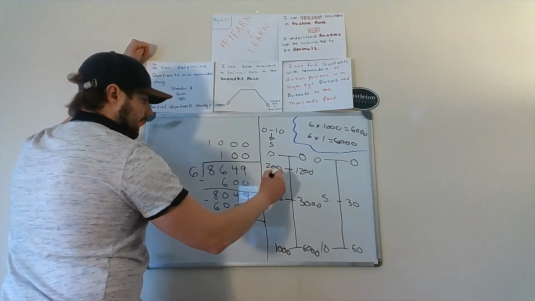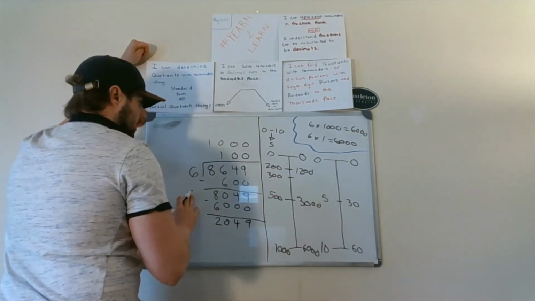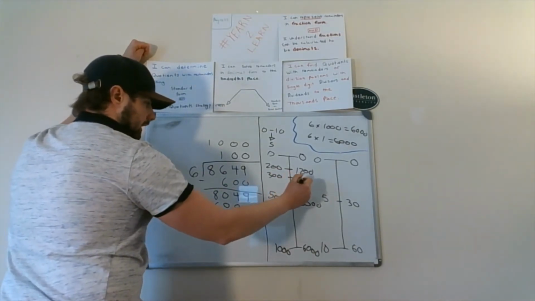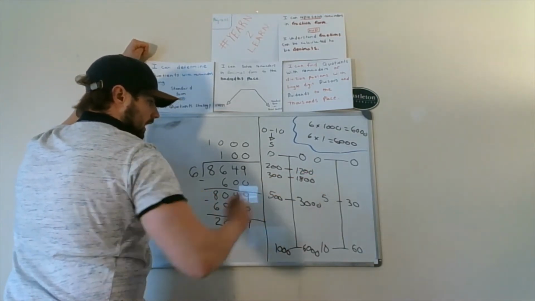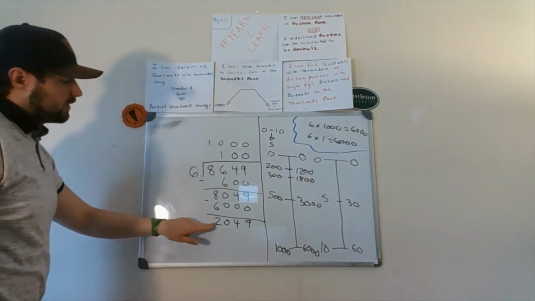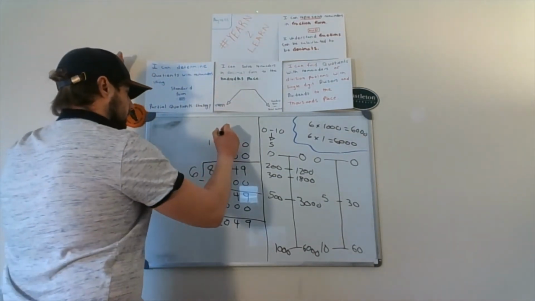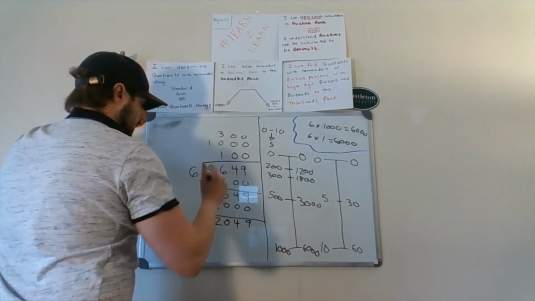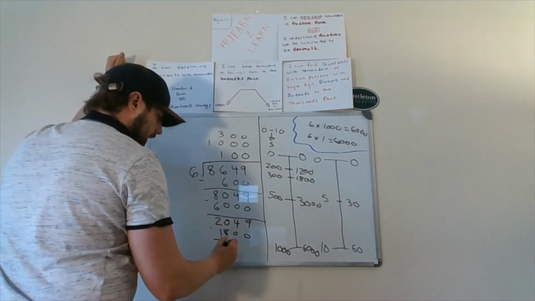What if I chunked out 300? I know 6 times 3 is 18. I tack 2 zeros. 1,800. I know that's a lot closer to 2,000. Let's chunk that out. Let's chunk out that 300. And now that's going to chunk out 1,800. I subtract out.